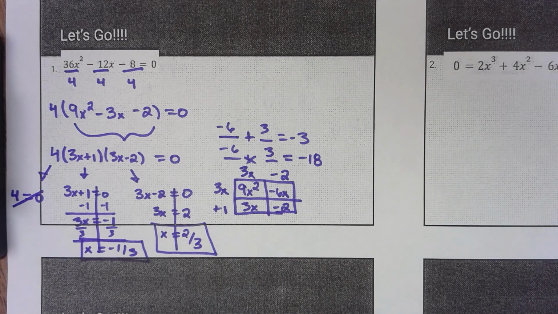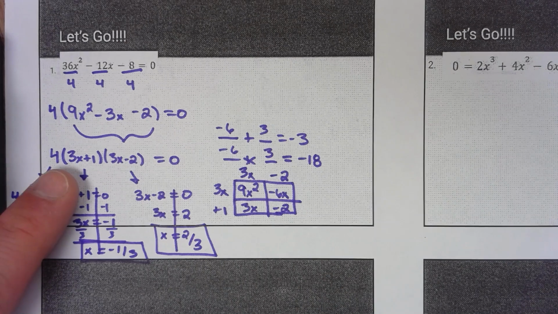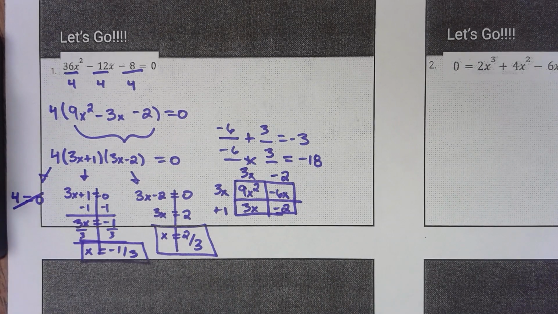So that 4 actually does nothing in terms of what our solutions need to be. If you did not factor out the 4 and instead it was multiplied into one of your other factors, you're still going to end with the solutions of negative 1/3 and 2/3. So in this case, that 4, we can basically ignore it. That's not going to always be the case with GCFs, but in this case we can because it's just a number.